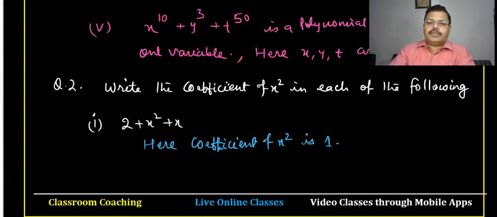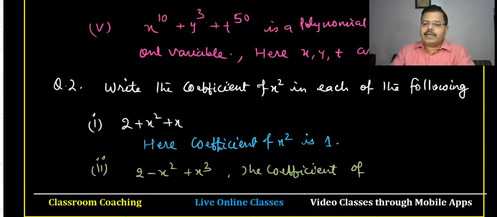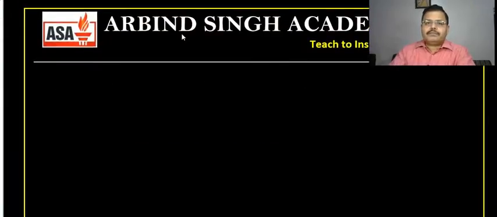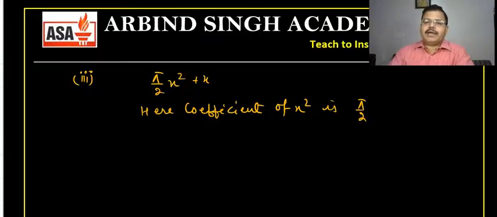In the second question, they have given 2 minus x square plus x cube. Here the coefficient of x square is what? The coefficient of x square is minus 1, isn't it? Now the third part of the question is pi by 2 x square plus x. Coefficient means multiplier. The coefficient of x square is pi by 2. So except x square, everything is considered to be the coefficient. You know that.